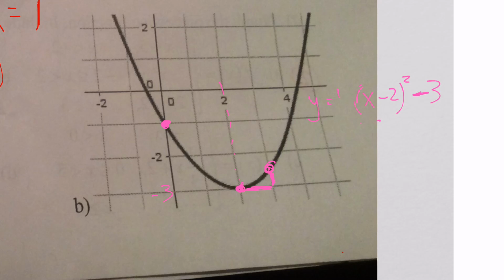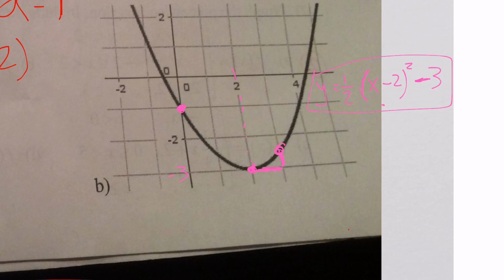So y equals 1/2 (x minus 2) squared minus 3. That is my vertex form equation. Why don't we go ahead and find the standard form equation by expanding everything? So if I expand everything, then we'll have 1/2 times (x squared minus 4x plus 4) in parentheses with a minus 3, right? I expanded that binomial (x minus 2) squared. You should be comfortable with that.